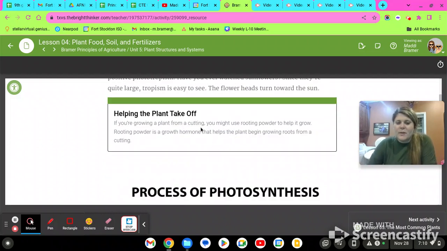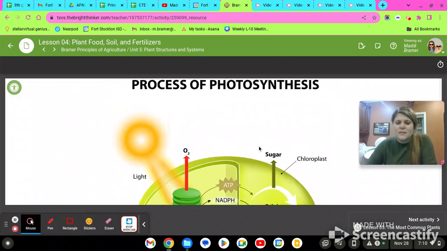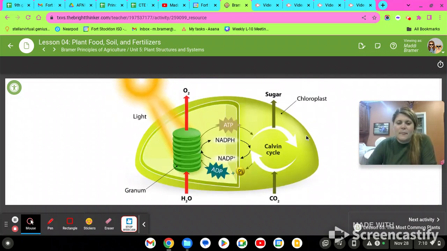So it says if you're growing a plant from a cutting, that's if you cut a piece off of that plant, you can use a rooting powder to help it grow. I've used this before. It's a growth hormone. You just dip it in there, and then you put the cutting in the soil, and it just kind of gives it a boost.